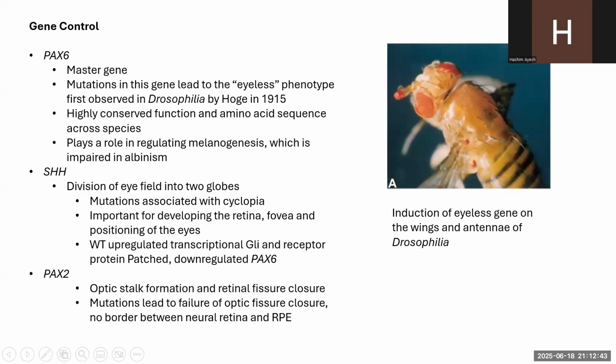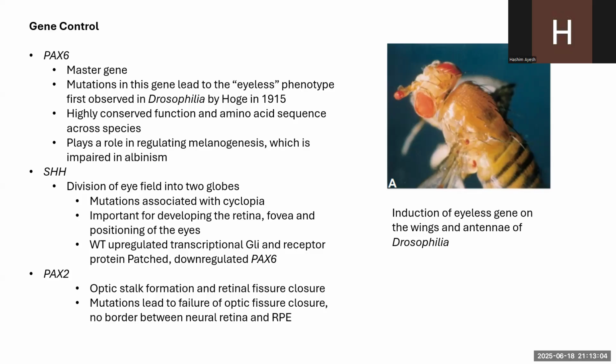Now for gene control, we'll start with PAX6. It's the master gene in eye development. It has a highly conserved function and amino acid sequence across multiple species. It plays a role in regulating melanogenesis, which is impaired in albinism. And mutations in this gene lead to the eyeless phenotype, first observed in Drosophila by Hoge in 1915.